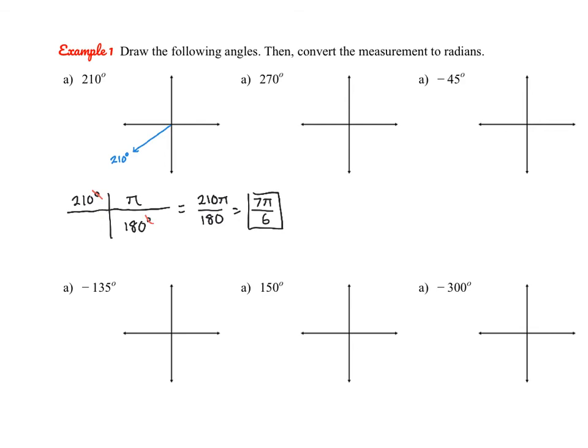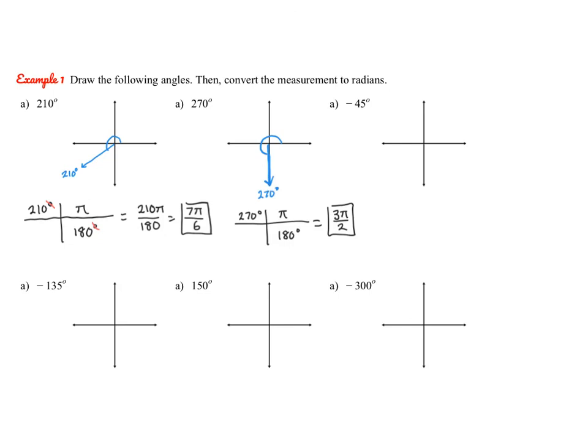All right, now let's do 270. So remember, here's 210. 270 is down here. This is one of our quadrant angles, so it's from here to here. Let's do our conversion, 270 degrees. And then here's our conversion ratio. Again, if you multiply across the top and you simplify, we get 3 pi over 2.